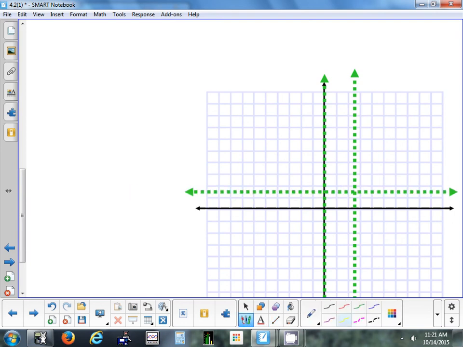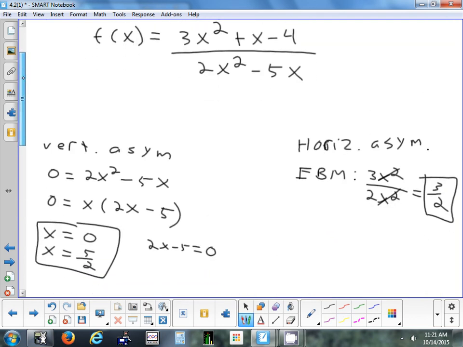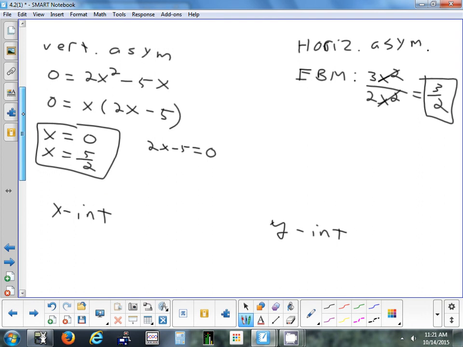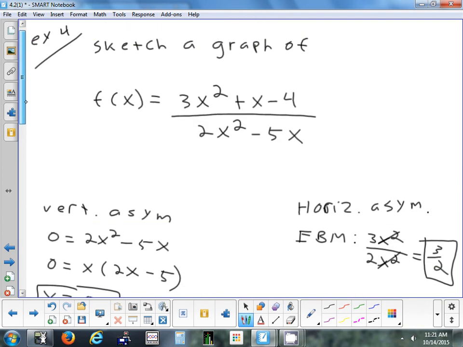Okay, let's find our intercepts. Since we have an asymptote right on the axis, it might be possible we don't have a y-intercept. Let's see. All right, so the y-intercept, that's when you let x equal 0. Well, I can do that in the top fine. 0 squared is 0, times 3 is 0, plus 0 is 0, minus 4 is negative 4.